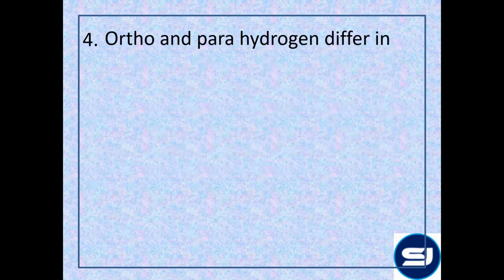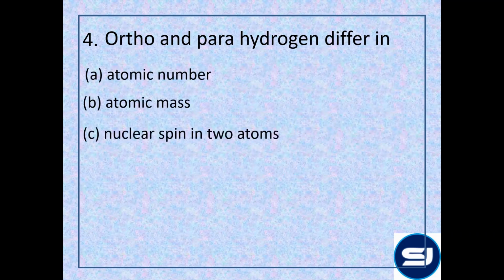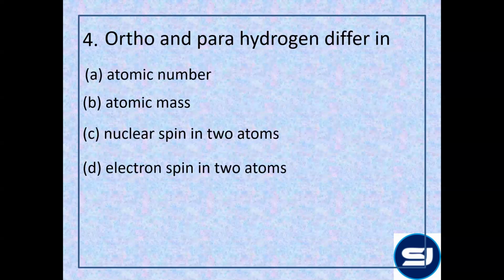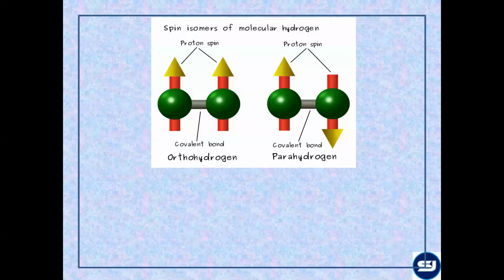Ortho and para hydrogen differ in. What is the ortho and para hydrogen relation? Nuclear spin. They are nuclear spin isomers of hydrogen. अब फंडा क्या है? Let's see. So this is how we represent the spin isomers of molecular hydrogen. Yani we are here talking about H2 के isomers.